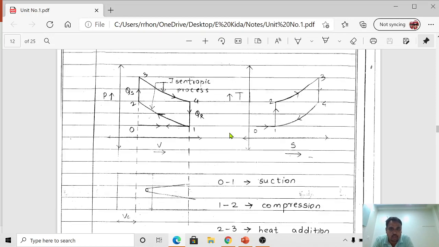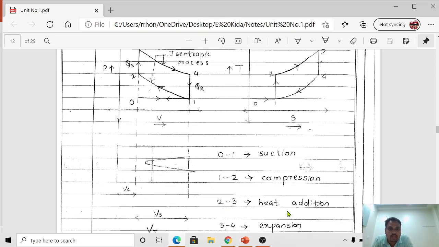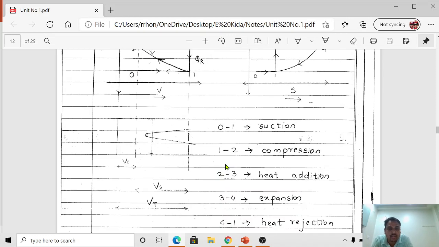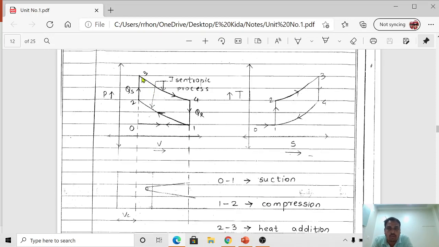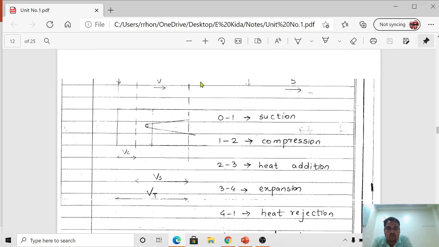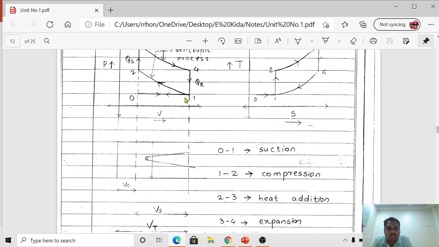Here we understand. Let us consider process 0 to 1 is a suction process. Process 1 to 2 is a compression process. Then process 2 to 3 is a heat addition process. Then process 3 to 4 is an isentropic expansion process, and finally 4 to 1 is heat rejection and 1 to 0 is again an exhaust process.